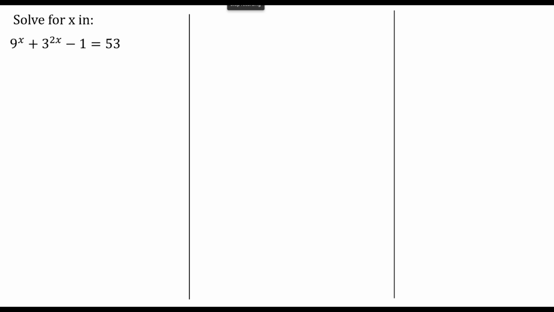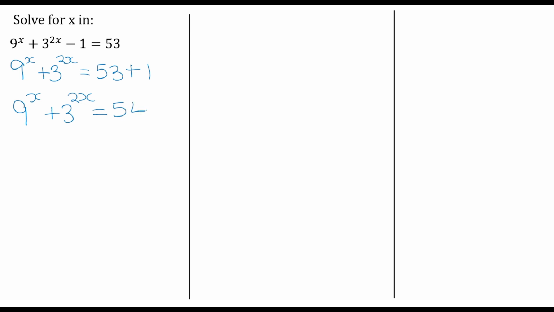In this session, we are going to solve for x, or find the value of x. In this problem, we have to bring like terms together. In other words, you have on the left-hand side 9 to power x plus 3 to power 2x. You take 1 to the other side, so you have 53 plus 1. So you have 9 to power x plus 3 to power 2x is equal to 54.